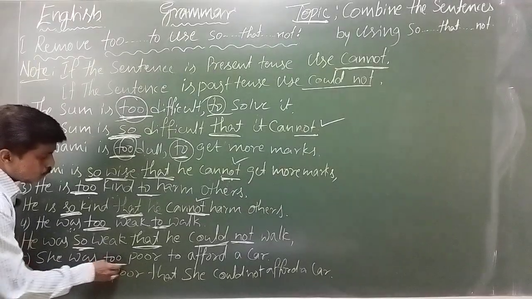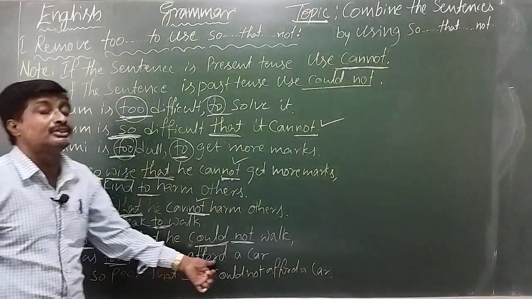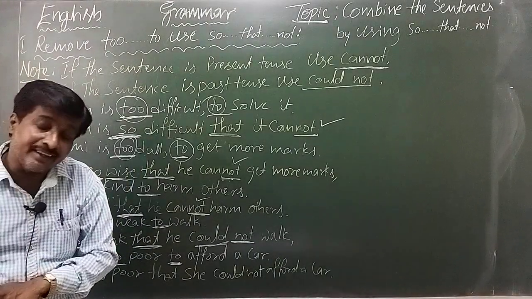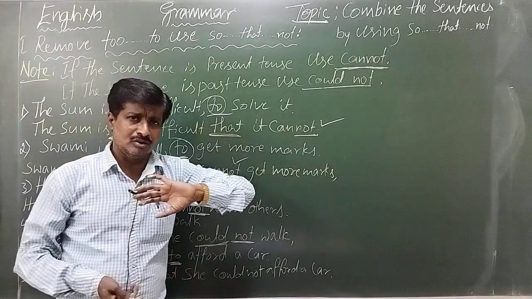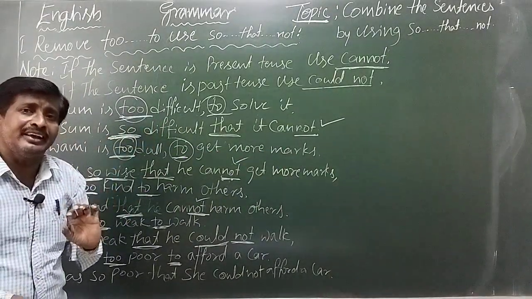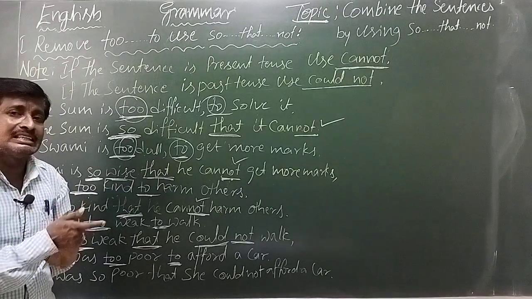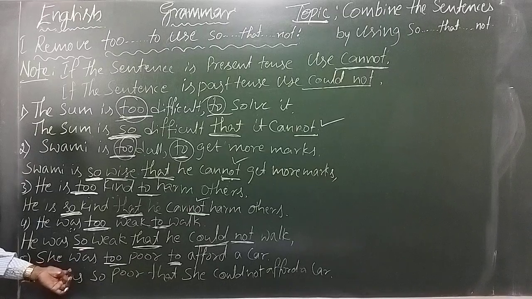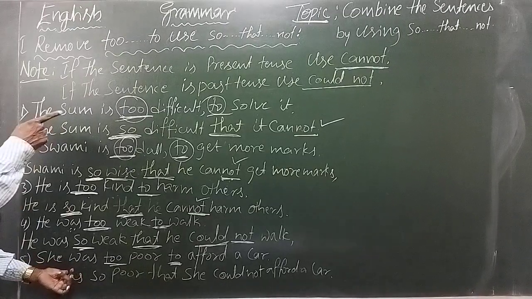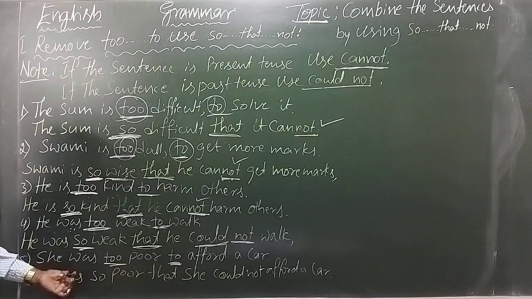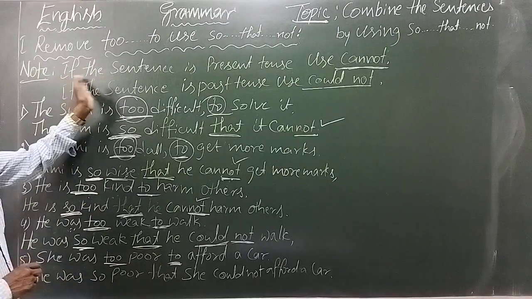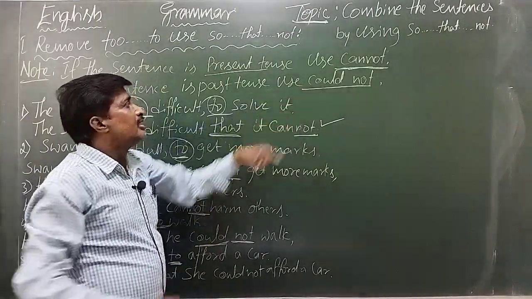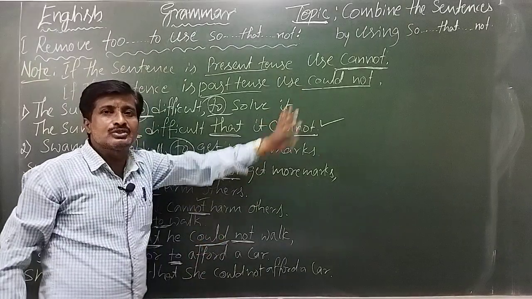Next, let us have another one. She was too poor to offer a car. This sentence is past tense because "was" is there. That is why we have to use "could not" here instead of "cannot". "Could not" is the right word. That is why I told you, if the sentence is in present tense, use "cannot"; if the sentence is in past tense, use "could not".